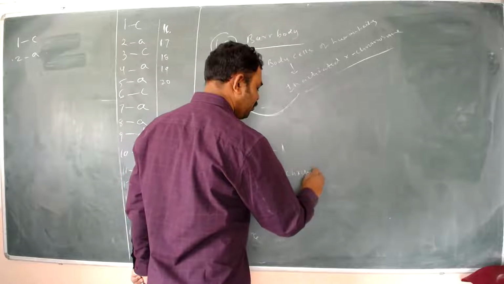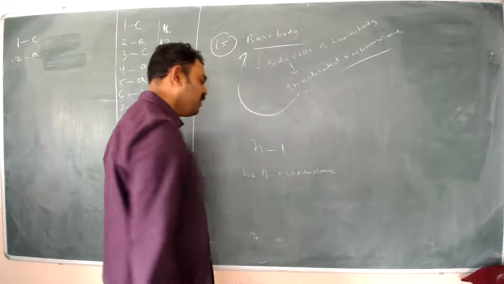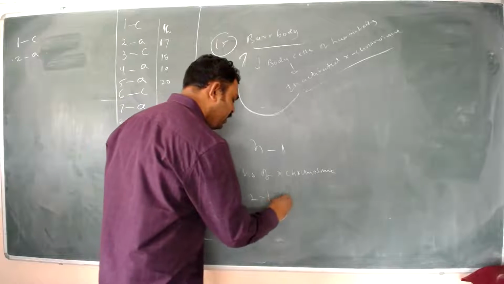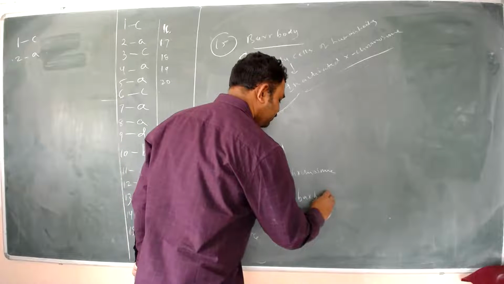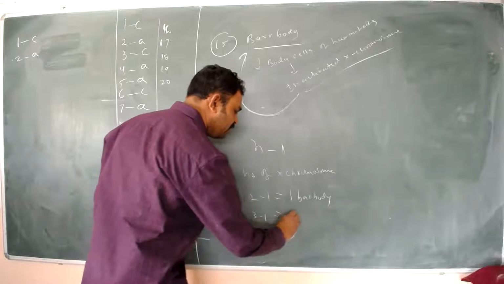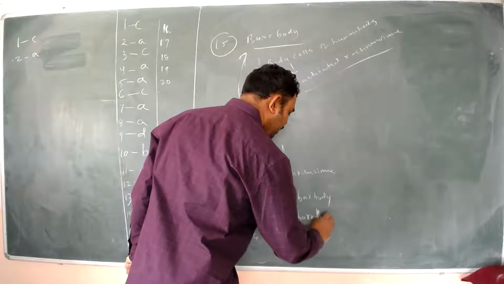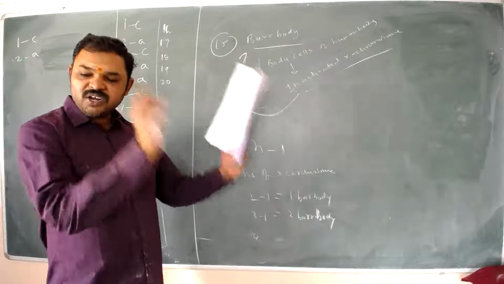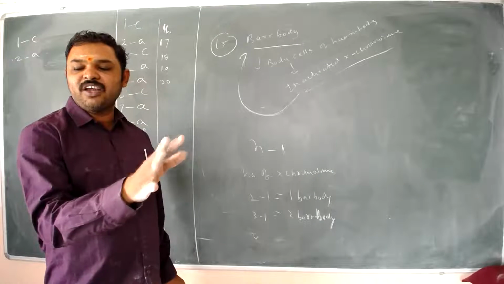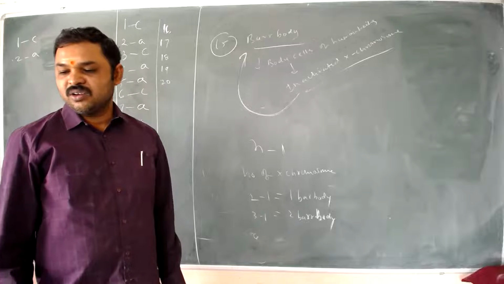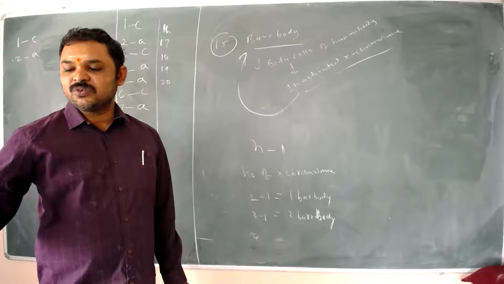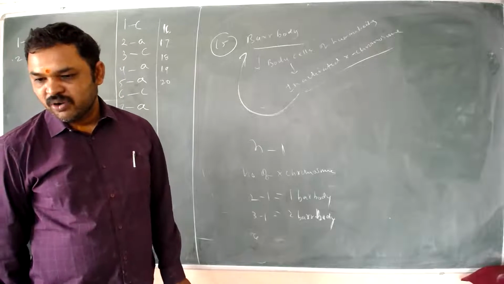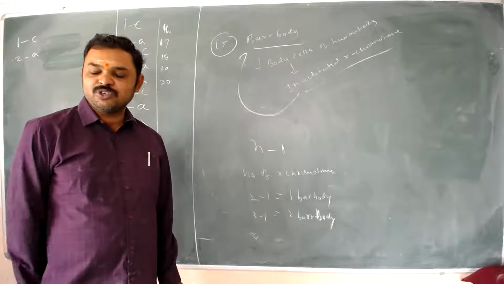Suppose there are 2 X chromosomes, then 2 - 1, so 1 Barr body occurs. If 3 X chromosomes are there, 2 Barr bodies are there. How can we find the number of Barr bodies? From the total number of available X chromosomes, subtract 1. 5 X chromosomes means 5 - 1, 4 Barr bodies. 10 X chromosomes means 10 - 1, 9 Barr bodies. What is a Barr body? Inactivated X chromosome.